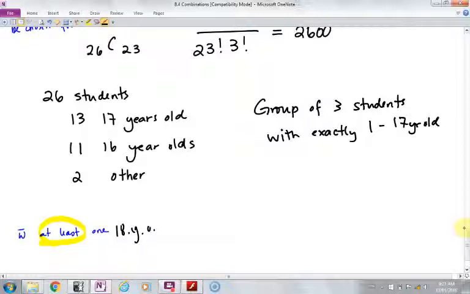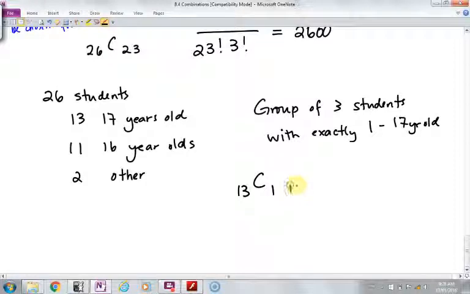So this is the interesting piece, when I start to specify my groups a little bit. Well, how many 17-year-olds have I got altogether? 13. And I want exactly one of them. So I'm going to choose one of the 13. Then I have 13 left of the other guys. And I want how many of those ones? 2.